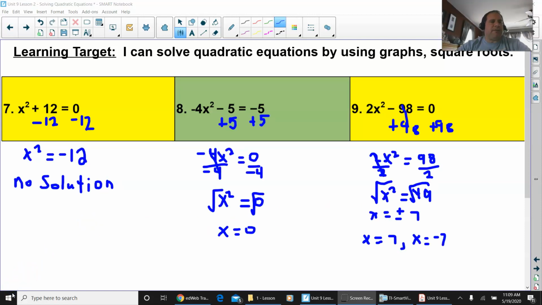Okay, so number 7 has no solution. You subtract the 12 on both sides, and you can't take the square root of a negative number, so no solution. Number 8, you add 5 on both sides. You have 0 there, which is negative 4x squared equals 0. You divide by negative 4. You square root both sides. The square root of 0 is 0. All right, 2x squared minus 98 equals 0. You add 98 on both sides. You divide by 2.